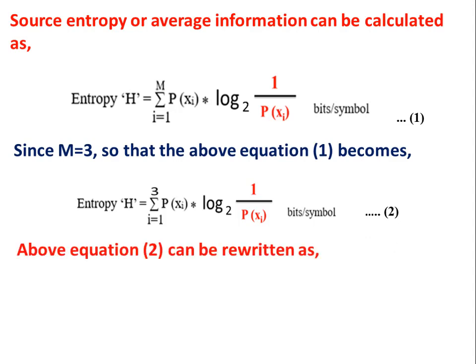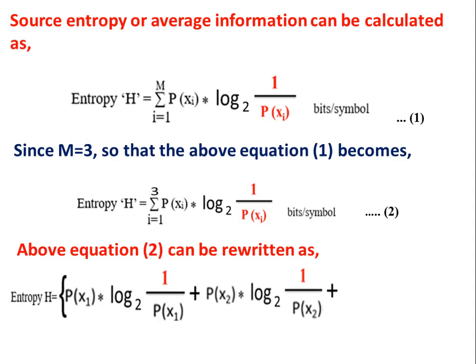This equation can be rewritten as entropy H is equal to P of x of 1 into log of 1 by P of x of 1 to the base 2 plus P of x of 2 into log of 1 by P of x of 2 to the base 2 plus P of x of 3 into log of 1 by P of x of 3 to the base 2. This is the function of entropy H as per the given problem. Consider this as equation number 3.